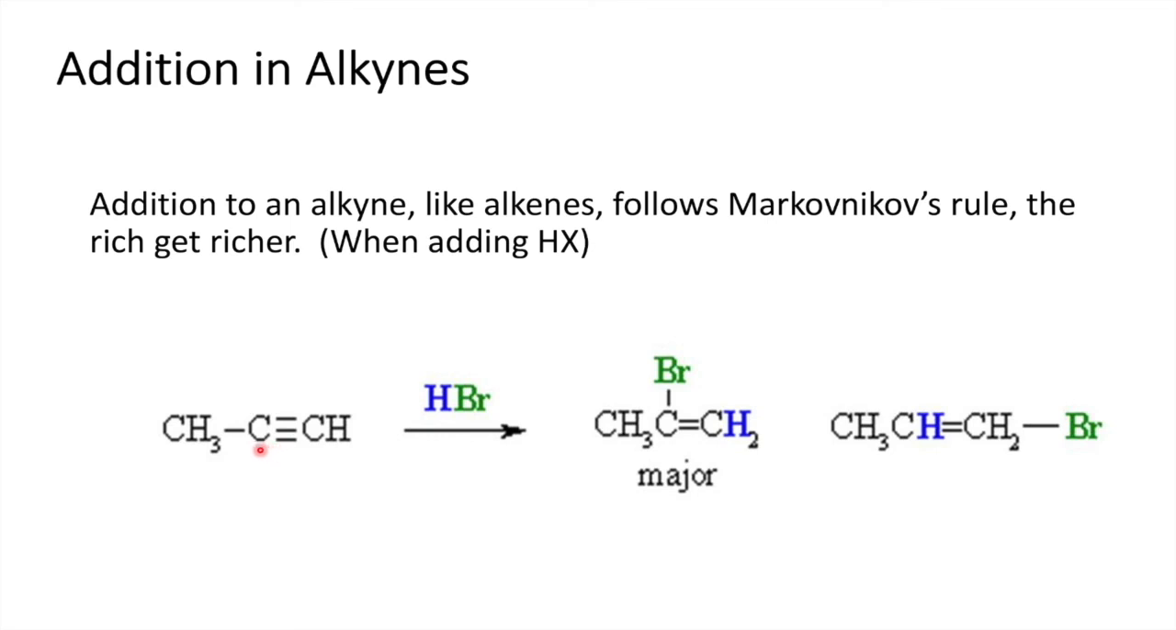So you can see here, here's a carbon. This carbon is bonded to one other carbon. This carbon is bonded to a hydrogen. So again, this is the rich carbon. So the hydrogen is going to attach there to the rich carbon. So the rich get richer and the poor stay poor. So this is going to be the major product and that will be the minor product.